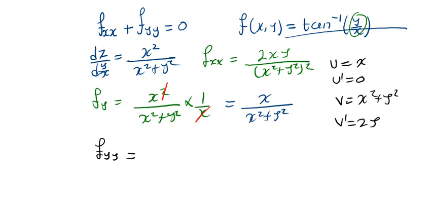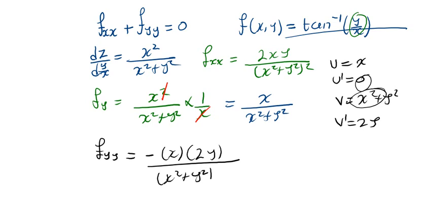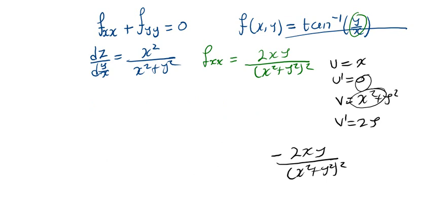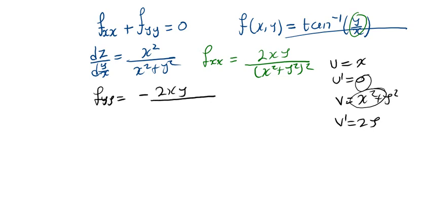So you observe to say you're going to have a second partial with respect to y being equals to your u prime, which is 0 multiplied by v. This one and that one will give you 0. Then you're going to say minus your u, which is your x, multiplied by your v prime, which is 2y, like that. Then that will be divided by your v squared, which is going to be x squared plus y squared squared, like that. This is just going to be equals to minus 2xy divided by x squared plus y squared squared. And there we have it. So we have obtained our second partial with respect to y is equals to minus 2xy divided by x squared plus y squared squared, like that.